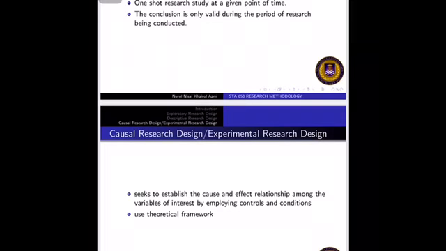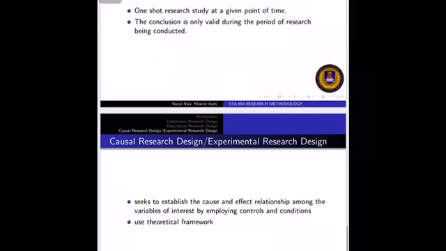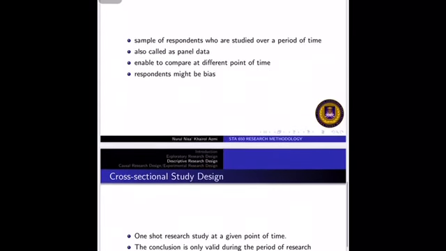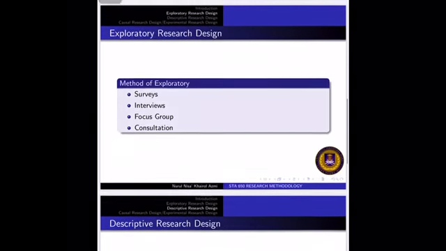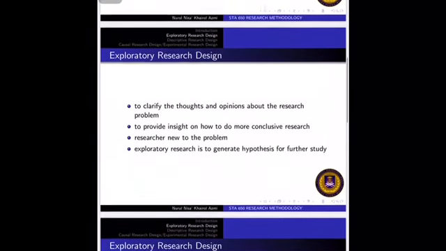So when you want to conduct a research, you need to determine the research design, whether your research design is a causal research, whether your research is a descriptive research design, or is an exploratory research design.